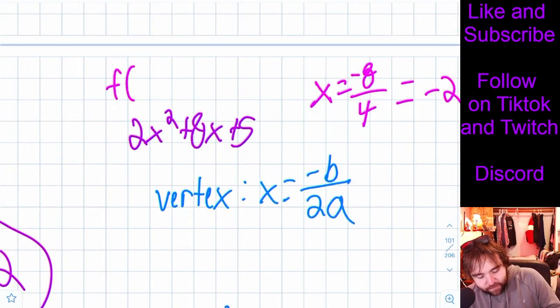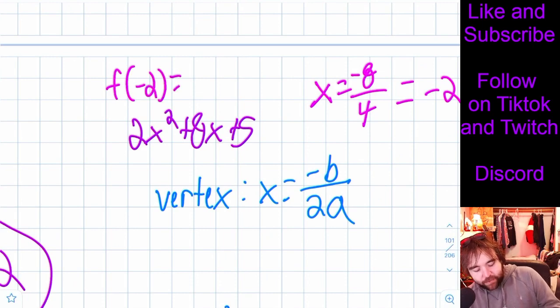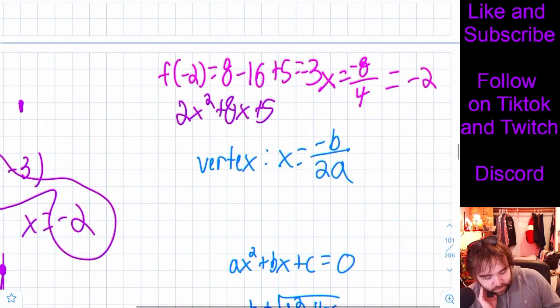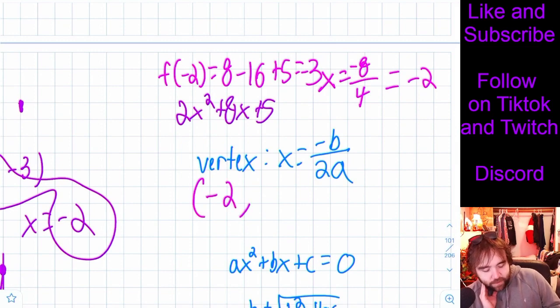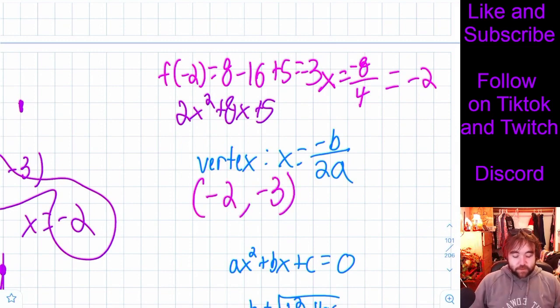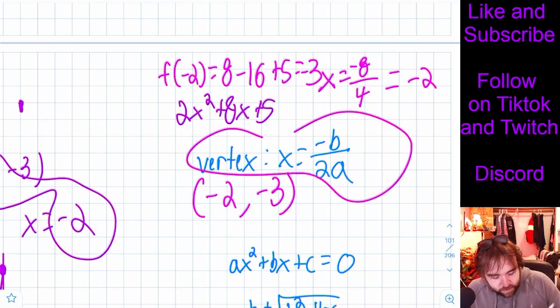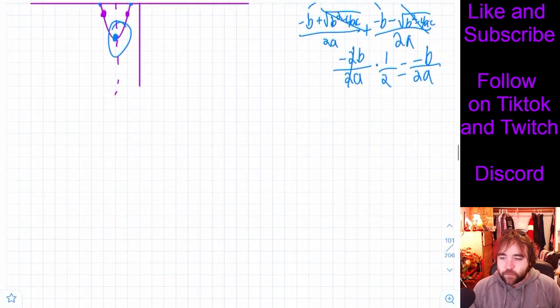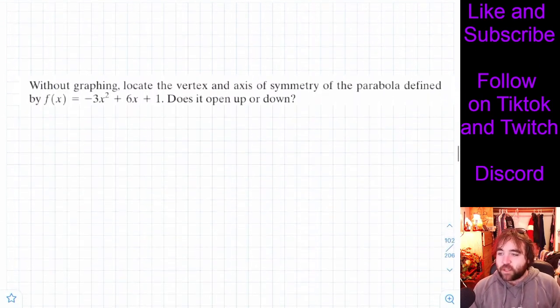So we'd say f of negative 2, and then we would just plug that in and say that that was the 8 minus 16 plus 5, and we got negative 3. So that would tell us that the x-coordinate of our vertex was negative 2. The y-coordinate of the vertex is negative 3. So that's a really useful formula to know, so you can find the vertex of the equations really quickly. So on to the next problem.